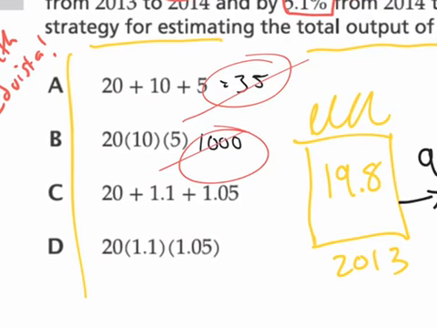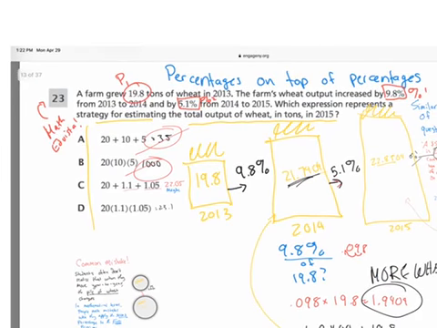20 plus 1.1 plus 1.05, 20, 21.1, 22.05. Okay, so that's a contender. It's like a maybe. Let's see if the other one is closer. 20 times 1.1 times 1.05, and I just did this on my calculator really quickly, equals 23.1. So I have to figure out which one is closest to 22.8504. And the answer is 23.1, so it's going to be D.